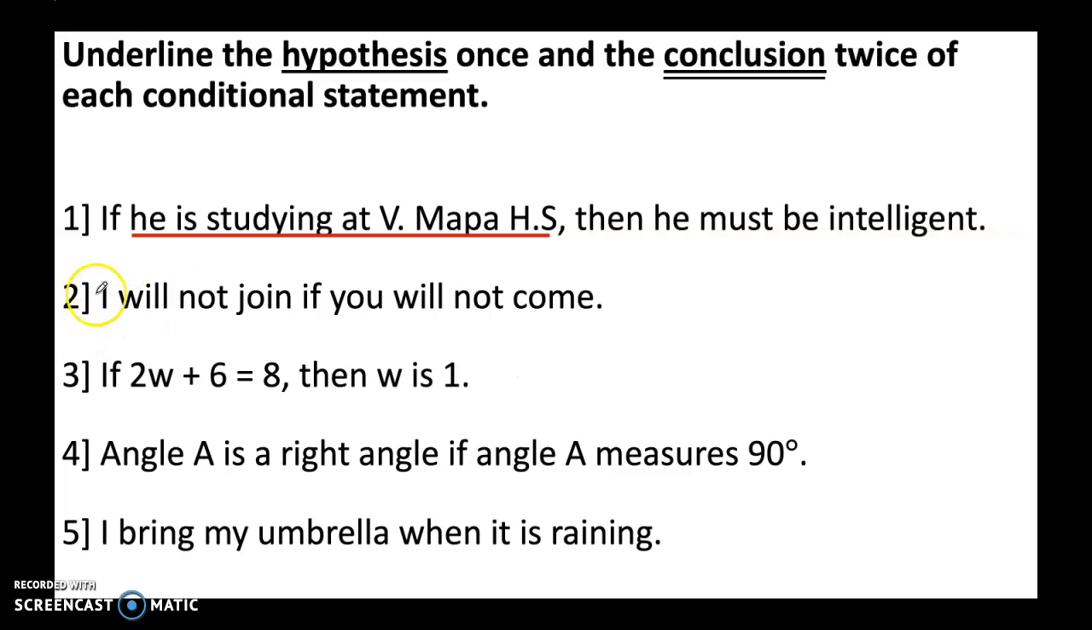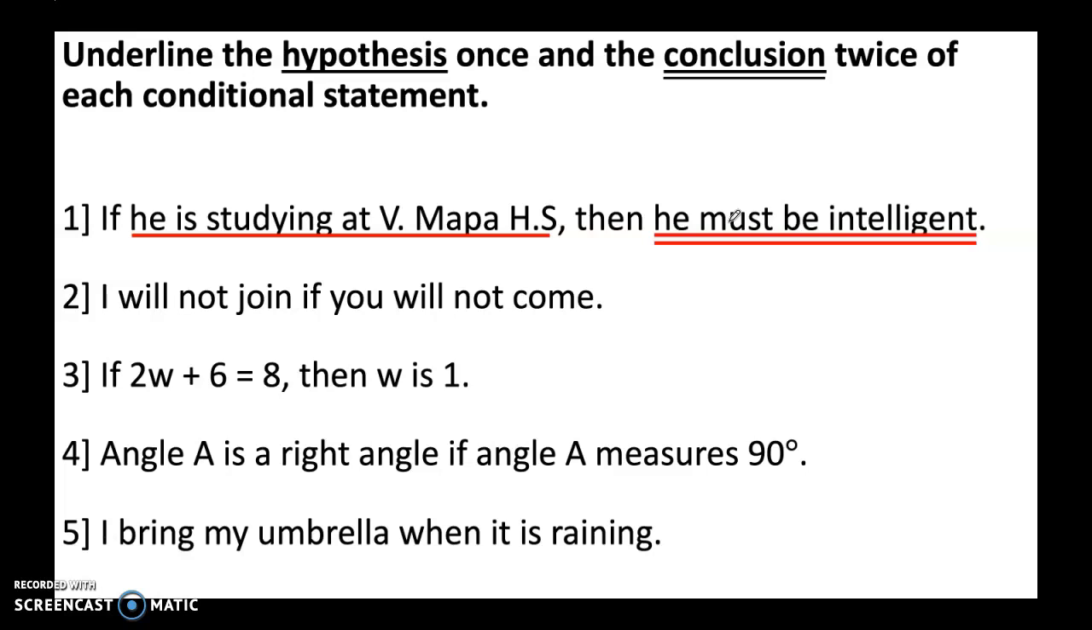So we do not include the word if in our hypothesis. Likewise, we do not include the word then for our conclusion. So our conclusion for number 1 is he must be intelligent. Again, after the word if is our hypothesis, and after the word then is our conclusion.